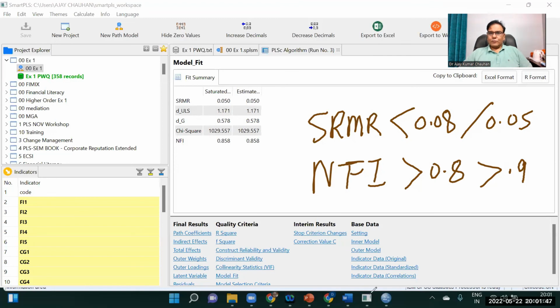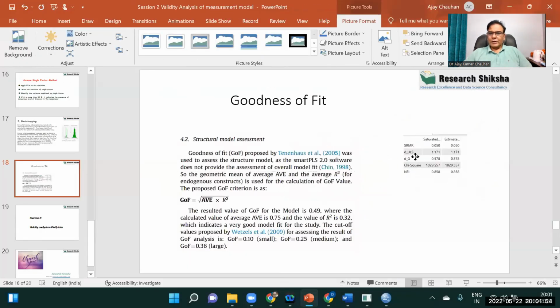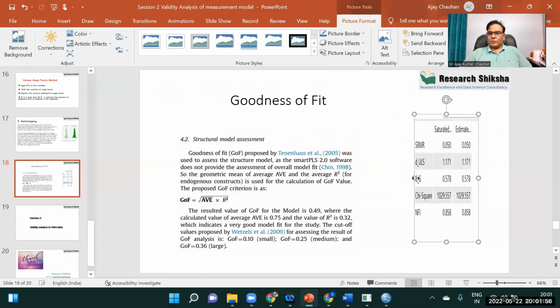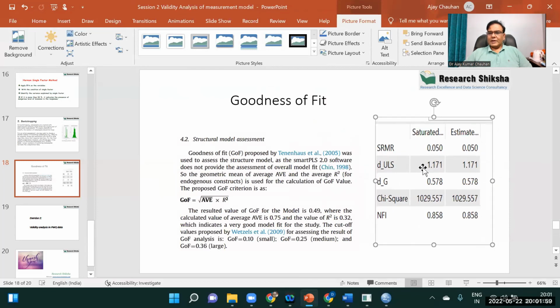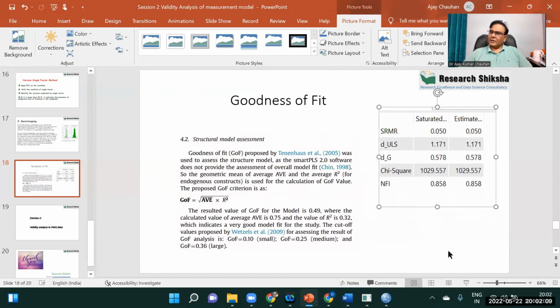We have to show it in the slide also. In this slide, you will get these values, and these are the criteria. SRMR less than 0.05 and NFI more than 0.9 is excellent, otherwise 0.08 and 0.8 are the satisfactory criteria.